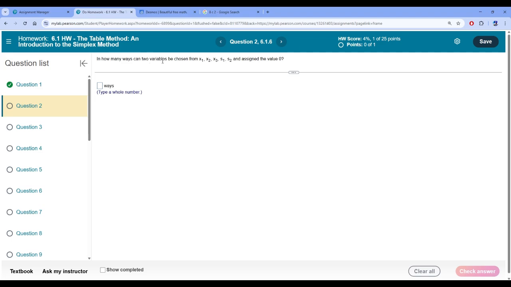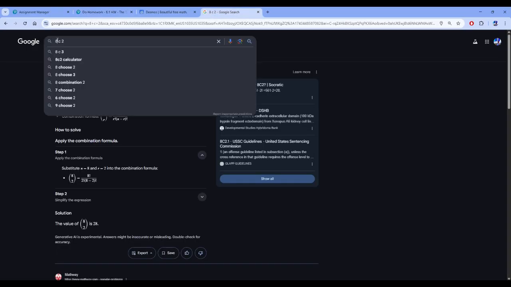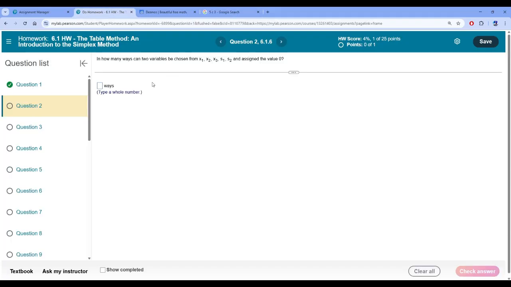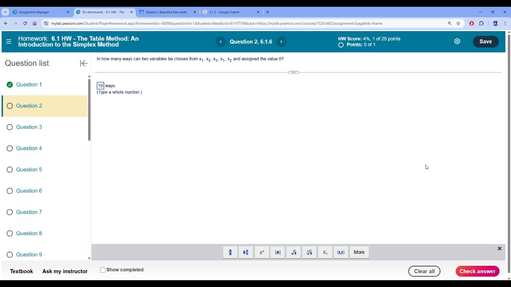In how many ways can the variables be chosen from 1, 2, 3, 4, 5? So 5c3. I have 5 options, and I'm going to choose 3 of them. And that one's going to be 10. So there are 10 ways that we could solve these solutions.